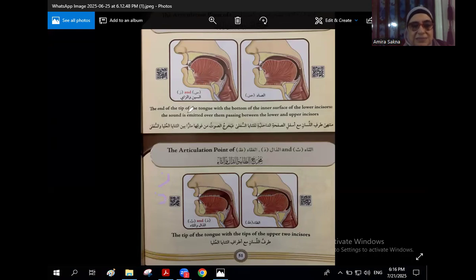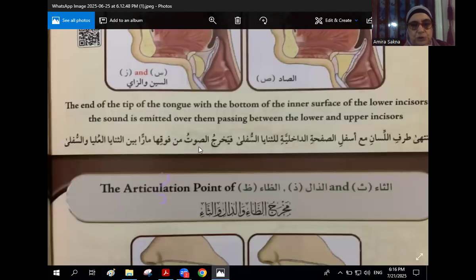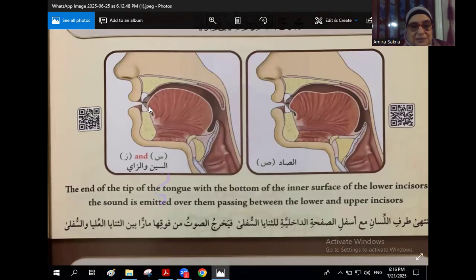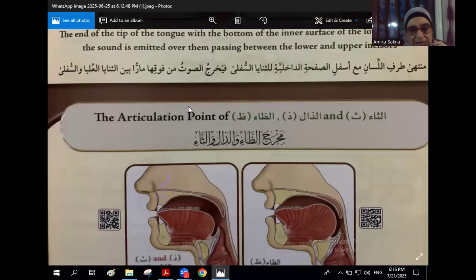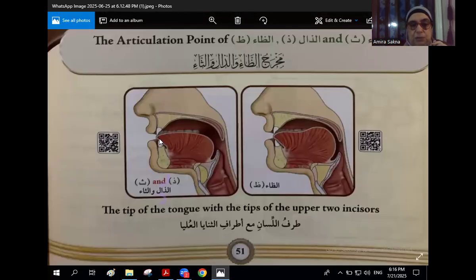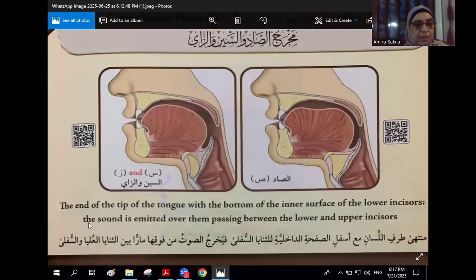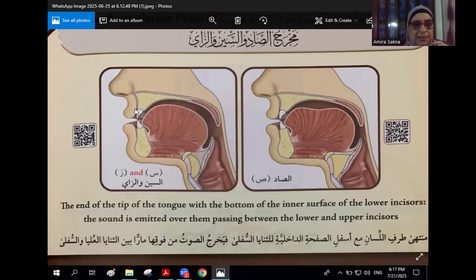Okay? They are both, alhamdulillah, here in the same picture, in the same page. This is the articulation point of zai, which we just covered. And the zal is articulated from here, which we will take. They are completely different, okay? Anyway, last revision upon the sad and sin and zai.